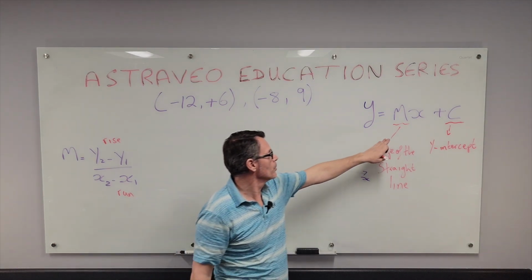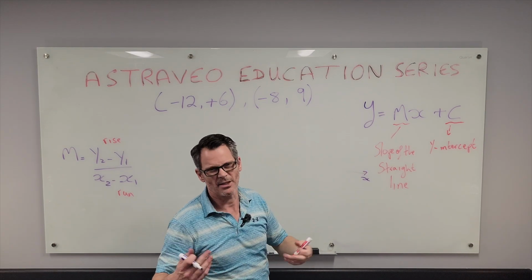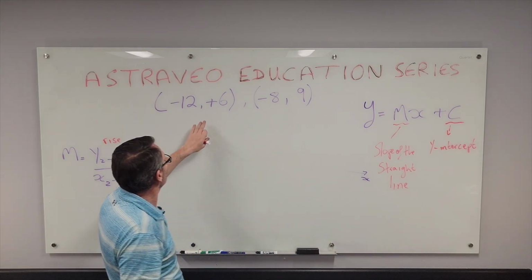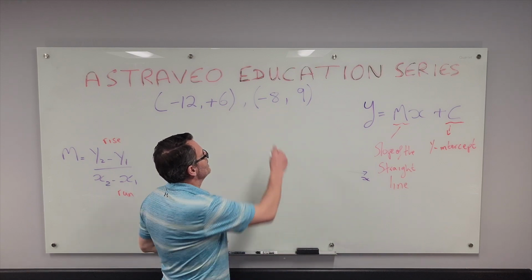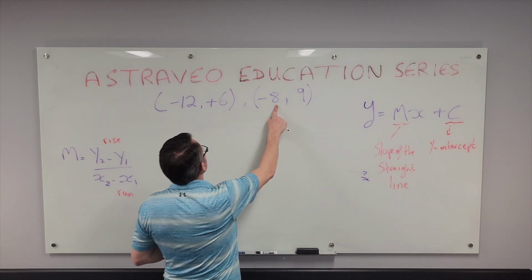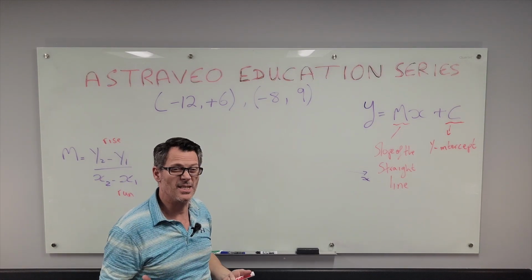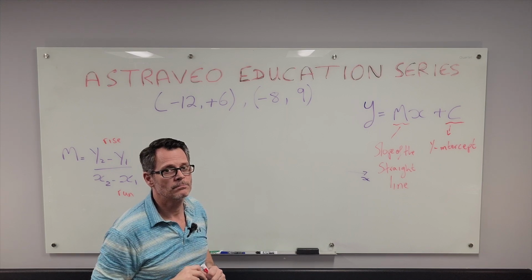Don't forget, we already know the equation has to be of the form y equals mx plus c. In the United States, y equals mx plus b. Well, this time we don't know the y-intercept. This x value is not 0, so we can't instantly work out c. It's a bit of a problem. What can we work out?